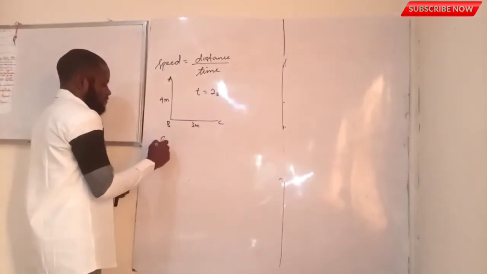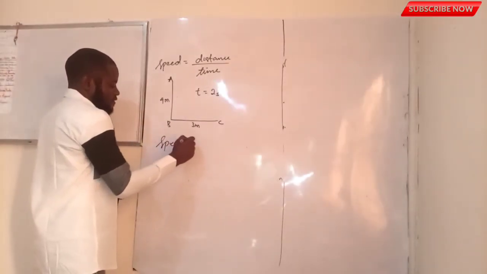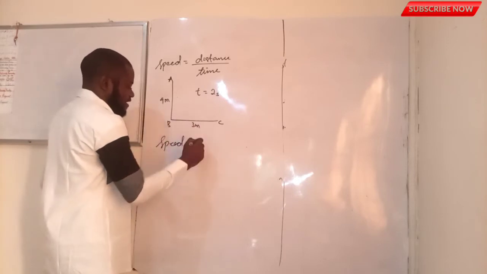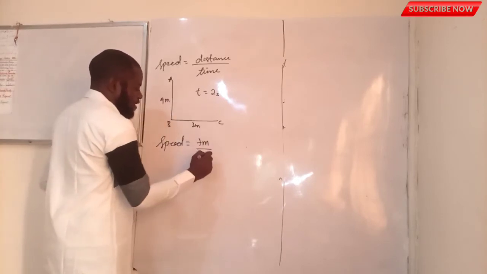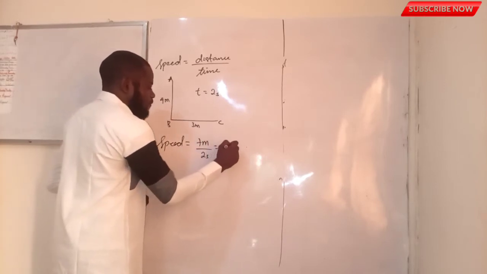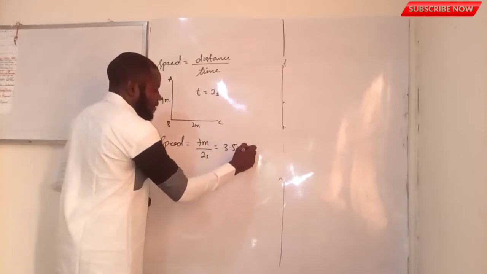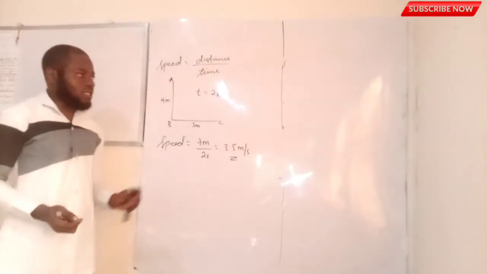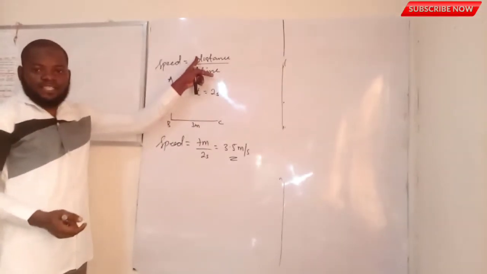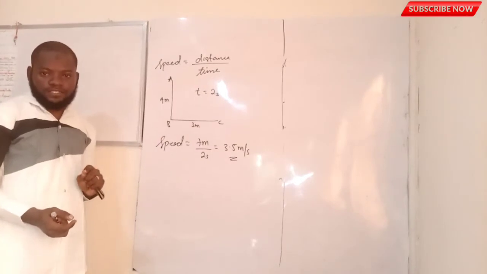So the speed is going to be this plus this, 7 meters divided by 2 seconds. And that will give us 3.5 meters per second. And that's the speed. Do you understand that now? The rate at which distance changes is what they call speed.